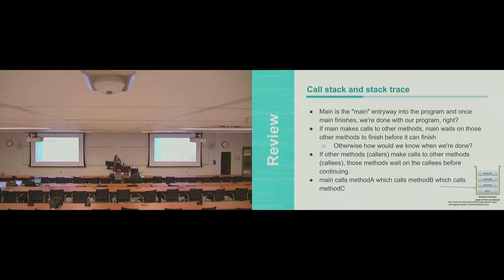So since we know already that main is the main entryway into the program, and once main finishes, we're done with the program, if main makes calls to other methods, main has to wait on those other methods before main itself can finish. Otherwise, how will we know when we're actually done? So if other methods, the caller methods, make calls to other methods, the callees, those methods have to wait on the callees before continuing on. So in this, main calls method A, which calls method B, which calls method C. And once method C gets done, then we go back to B, then A, then main. Cool there?